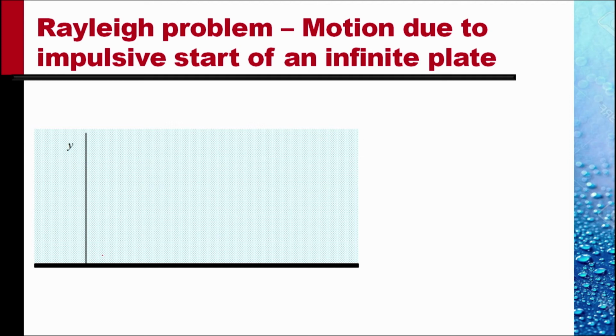Let this infinite plate be sitting in a fluid, and the fluid is stationary. The plate is stationary. At time t equal to 0, this plate suddenly starts moving with the velocity v or v naught. What happens to the fluid on top?